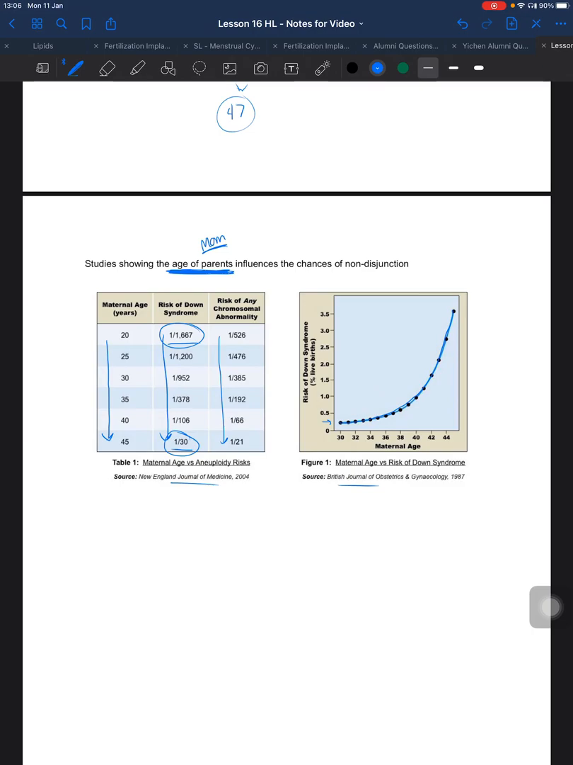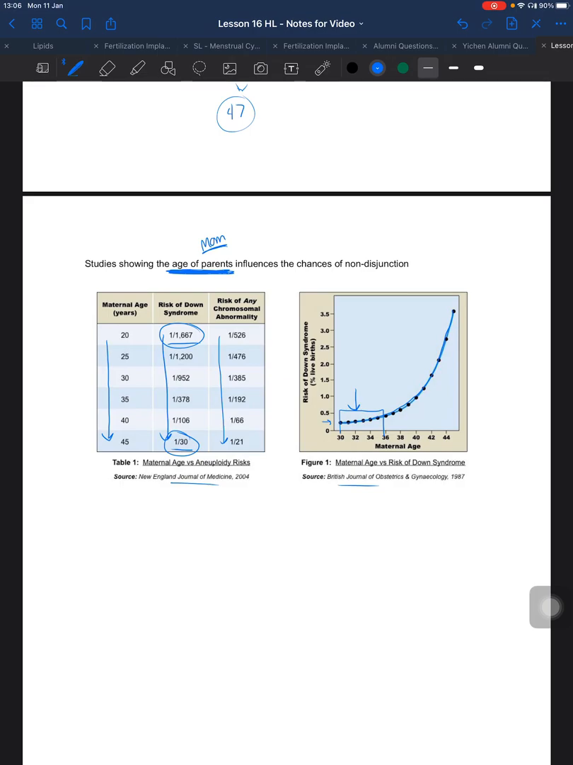Though interestingly enough, most Down syndrome occurs in the 30s, because that's also a more common age when people have children, right? So it's more births, and more Down syndrome babies simply because of the sheer number of births.